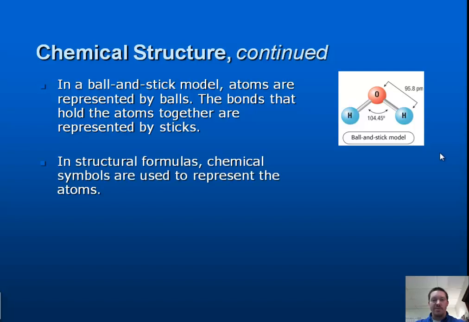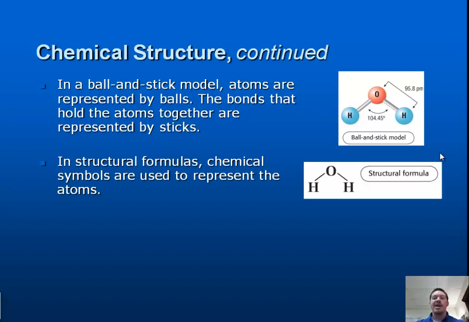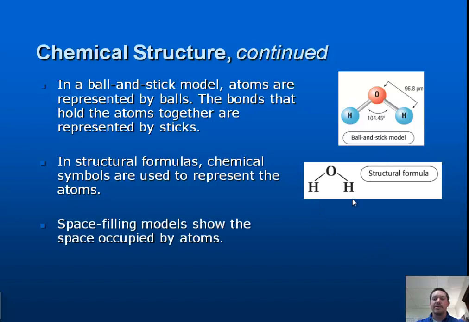And structural formulas, the chemical symbols are used to represent the atoms. So instead of the balls with the letters in the middle, we can save some time by just writing the element symbol. So O for oxygen, H for hydrogen. Still showing the bond angle here, well, sort of representing it, not necessarily keeping it specific, but we're showing that it is a bent molecule, and we're just using the element symbols.